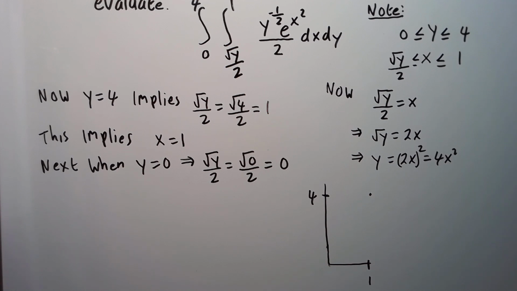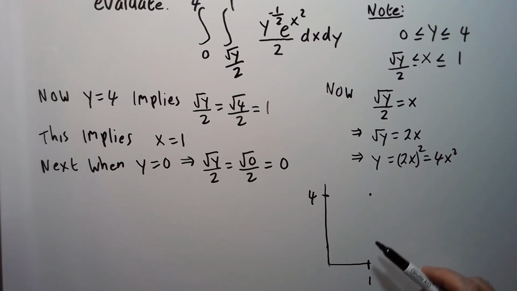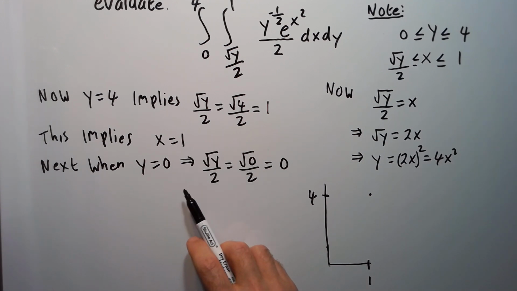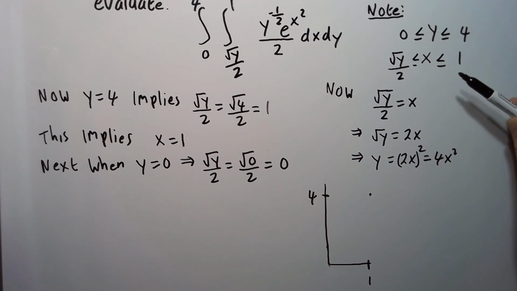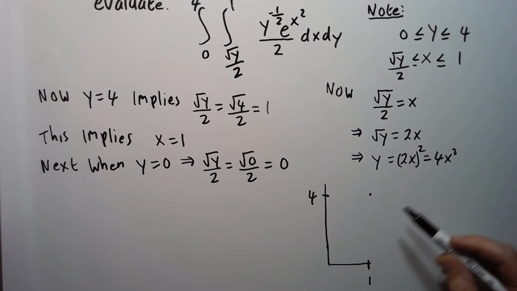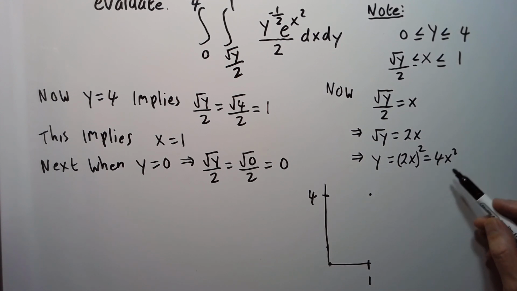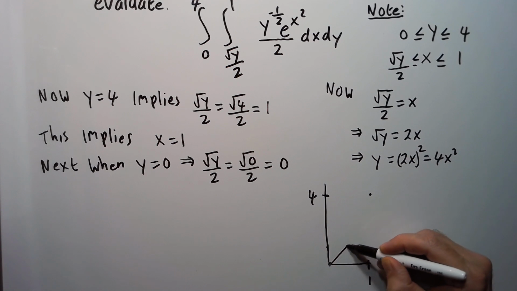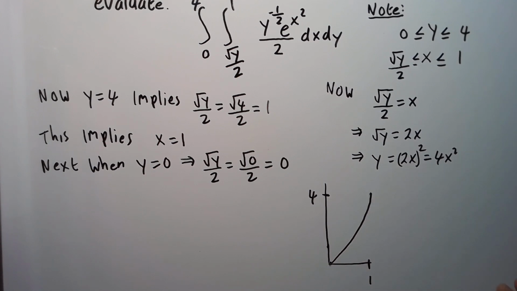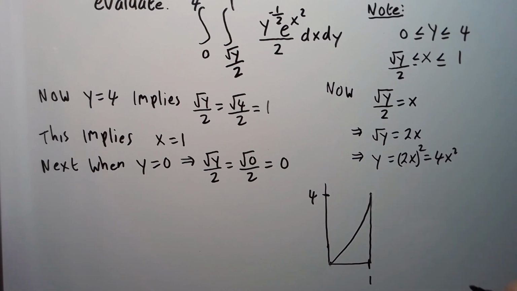Okay, so to graph a region, we know when y is 4, x is 1, so it'd be a point here. And then when y is 0, then x can be anywhere between 0 and 1. So looking at y equals 4x squared, it put you right here. So if I graphed y equals 4x squared, it would be a parabola going up like this. And now I claim our region will be this side of it.